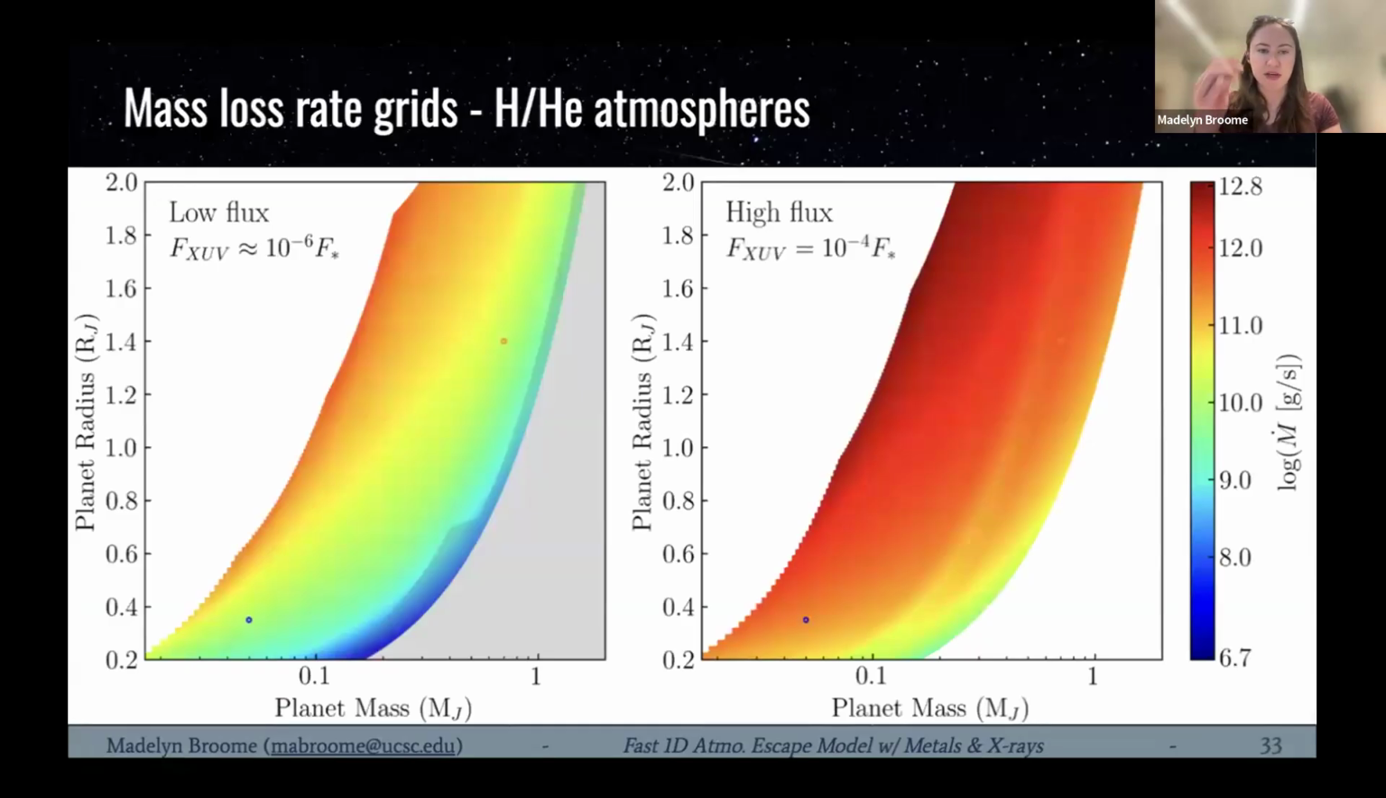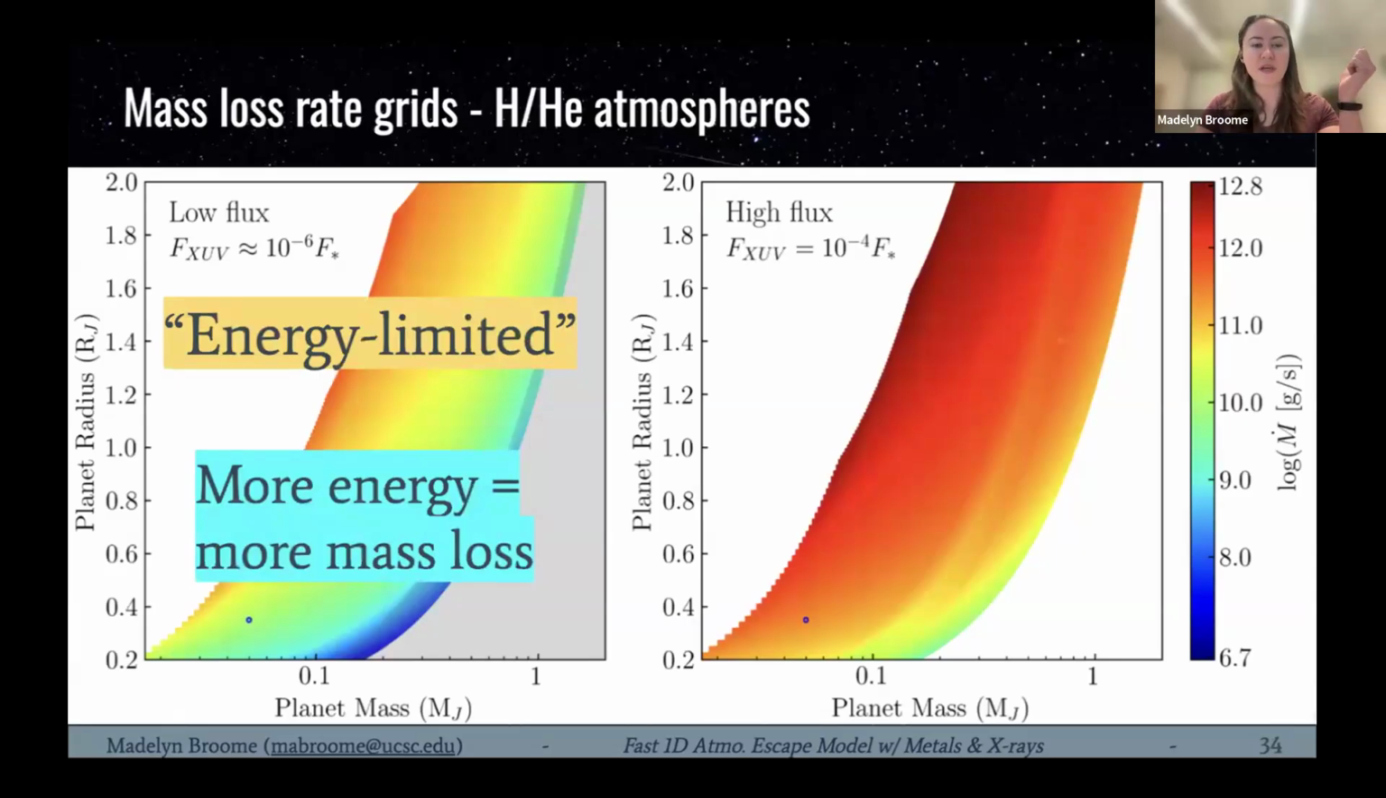So to introduce some mass loss grids, these are for pure hydrogen helium atmospheres, no metals. Plotted on the left is a low flux star, so an older star, and on the right is a younger star. And there's some patterns that are already quite evident that make sense. You know, we're going to have a higher mass loss rate when we have more flux. But notably, it's not sort of infinite that you pump in a higher flux of photons and you're going to get a higher mass loss rate. So on the left, we consider most atmospheric escape in the low flux regime to be what's called energy limited, which means if you added more energy, more flux, you would get more mass loss.